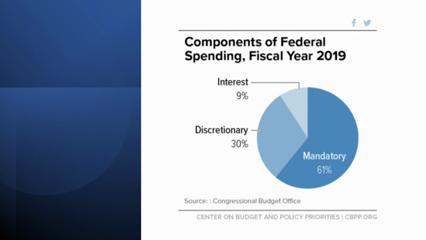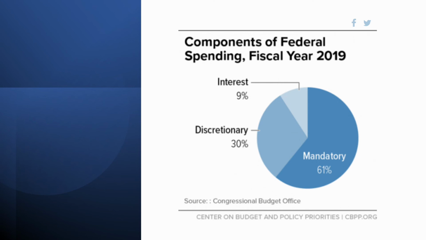So again, using the 2019 budget as an example, 61% of that budget was mandatory spending. Only 30% of it was discretionary, and 9% was interest on the national debt. So when people talk about balancing the budget, you see the problem we're talking about here? The problem is that only 30% of it is discretionary. I mean, 70% of it you have to pay. You have to pay the Social Security. You have to pay the mandatory payments that you've committed to making.